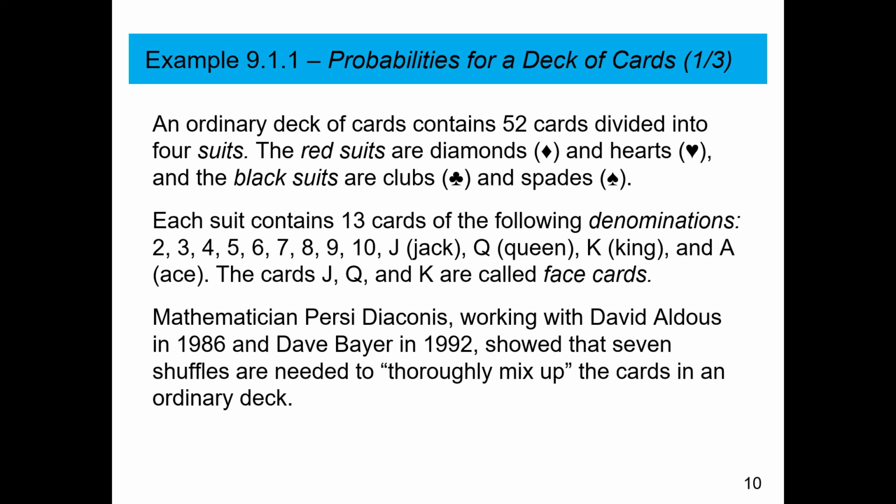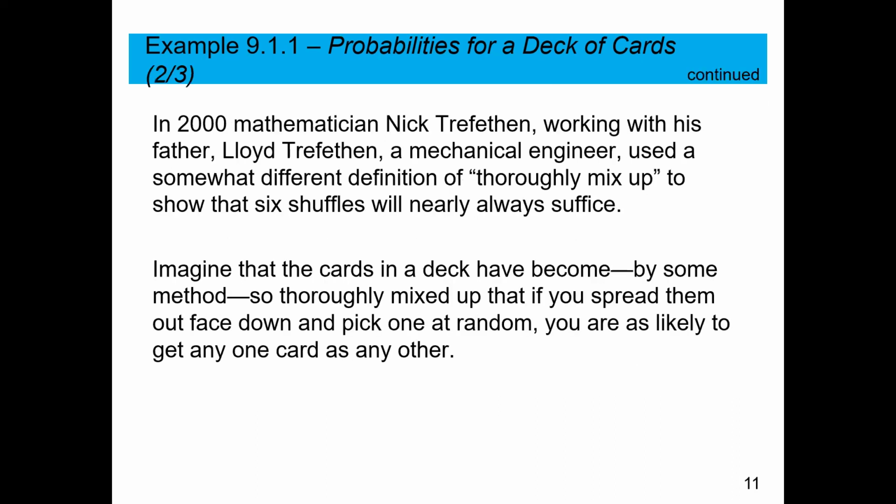Meaning, in order to mix this up, I have to do it at least 7 shuffles. This is something that is known. I've played cards my whole life, and this is something. And in 2000, this was again worked on by Nick Trefethen and his father, who's a mechanical engineer, to show that 6 shuffles is pretty darn close. 7 will guarantee there's a certain value of randomness that we get to.